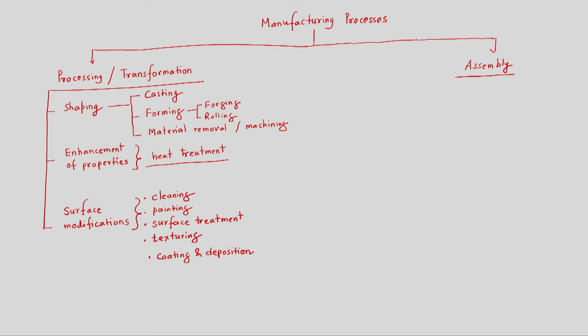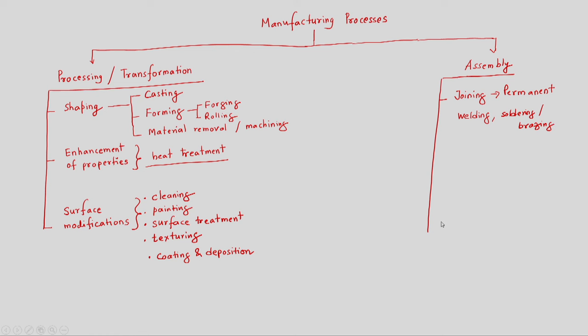As far as the assembly related operation, we can assemble the various parts of a system by carrying out two types of operation. First is the joining operations, and that joining is of the permanent type. So permanent joining, and a very well known process is welding. Welding operation, soldering and brazing. These are all operations pertaining to joining.